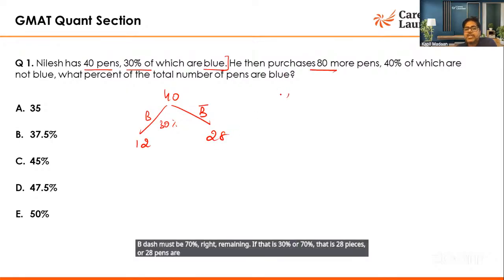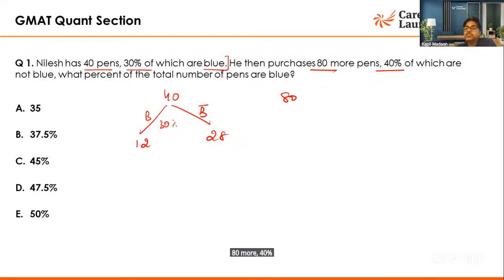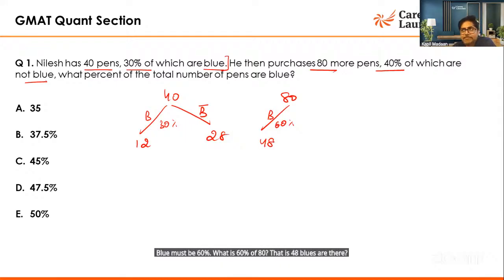He purchased 80 more. Okay, fair enough. 80 more, 40% of which are not blue. If 40% are not blue, blue must be 60%. What is 60% of 80? That is 48 blues. 48 blues. What percent of total number? Now, how many total number are there?